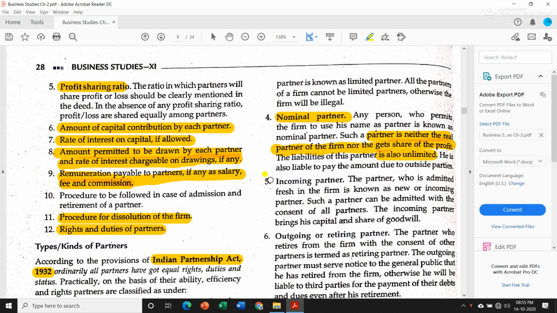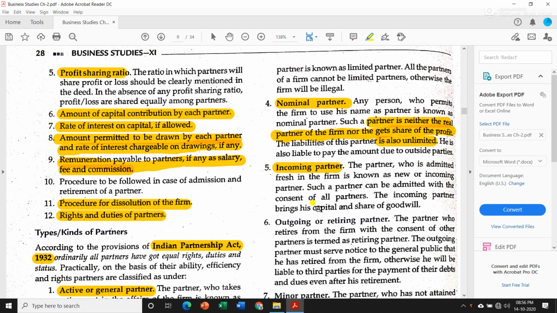Okay, then incoming partner. Incoming partner means nothing but the partner who is willing to join or who is new to the firm. Then if he is allowed by all the partners, while coming inside the business, he has to bring his share of capital and share of goodwill.